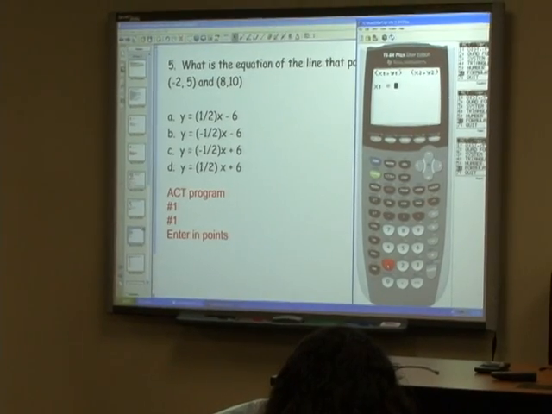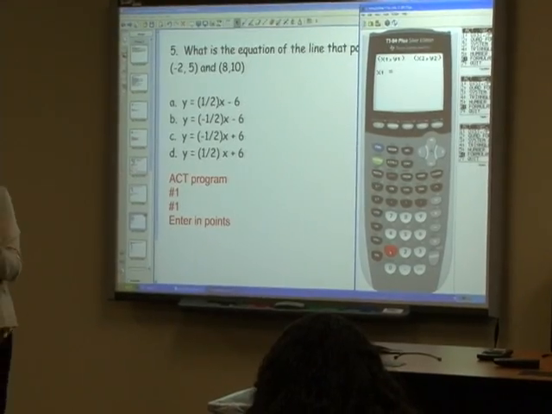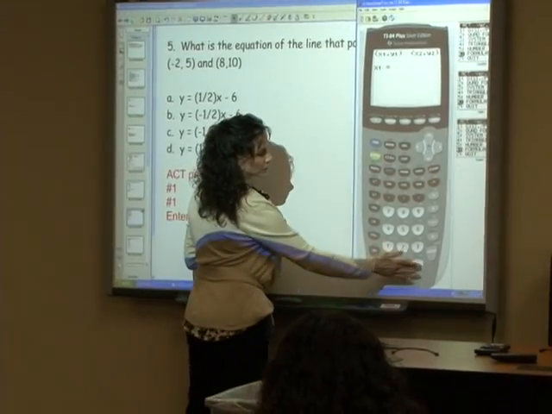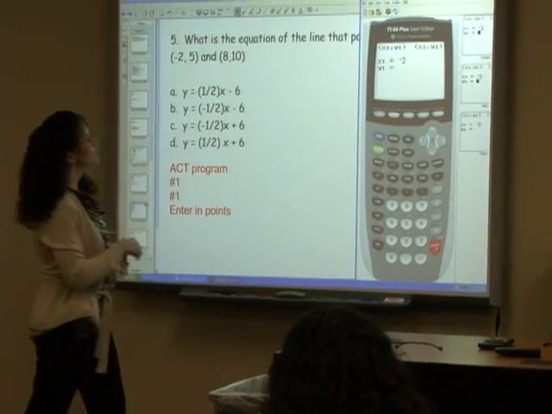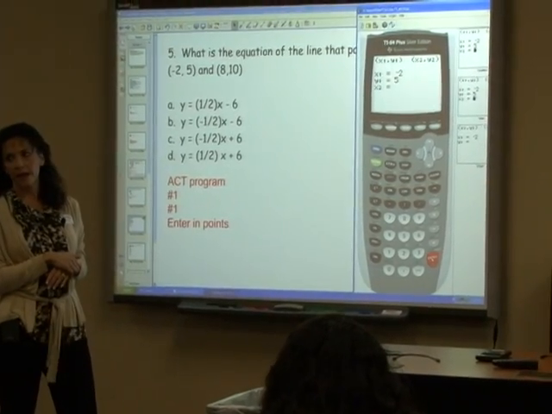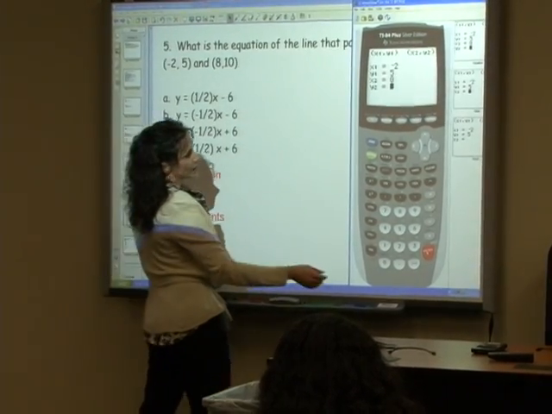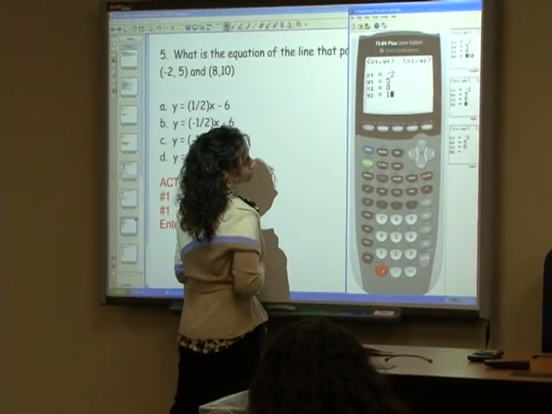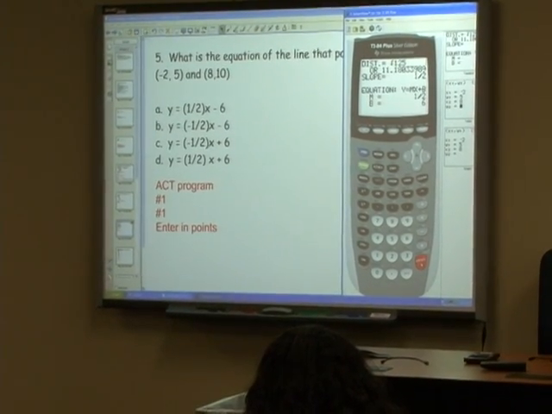Okay, now here's what it's asking. It's telling me I should have 2 points. Now it's asking me to put my 2 points in. Put your first x in. So my first x is -2. Then enter. Now it's asking me for my first y. 5. Enter. Now it's asking me for my second x, 8. And my second y, 10. Oops. Enter.